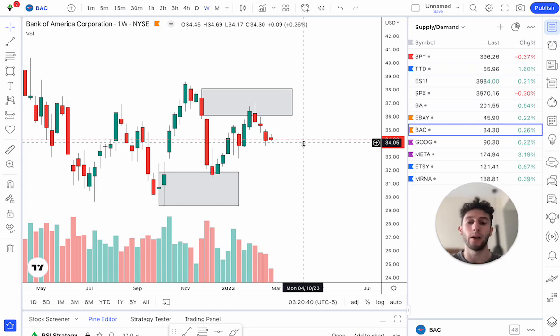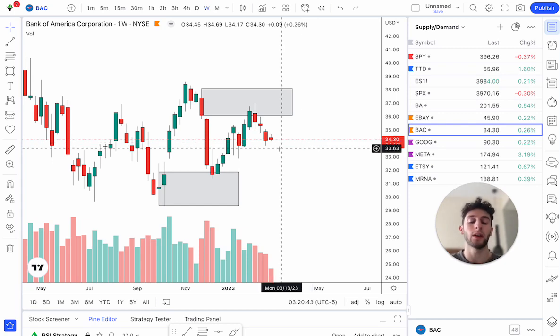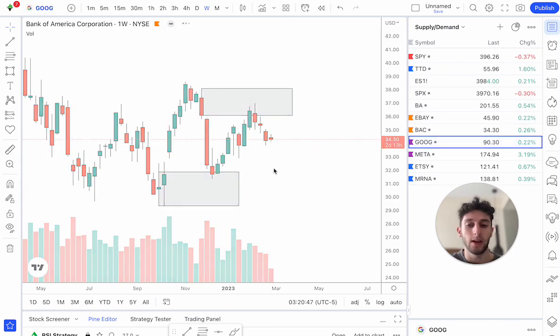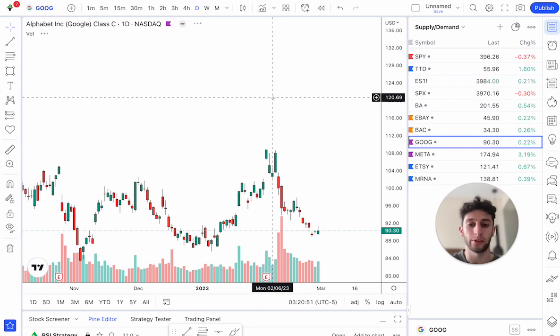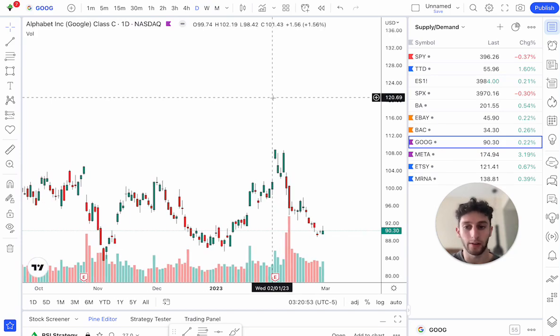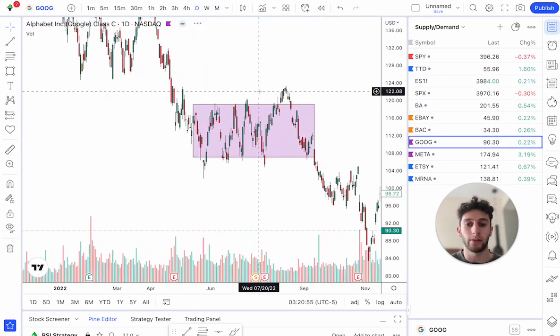Let's go ahead and move on to the next one, which is going to be a strategy that I call balance theory, okay? Now, balance theory, in a nutshell, is essentially support and resistance, but it's a little bit different, okay? So let me show you exactly what balance theory is, right?